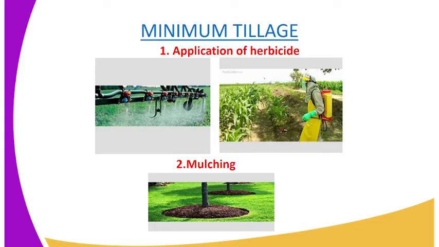And the second type of minimum tillage, we have mulching. And what is a mulch? A mulch refers to any material which is placed at the base of a plant with an aim of reducing the loss of moisture from the soil. Or in other words, we can say it is any material which is placed at the bottom of the plant with an aim of reducing the rate of evaporation.